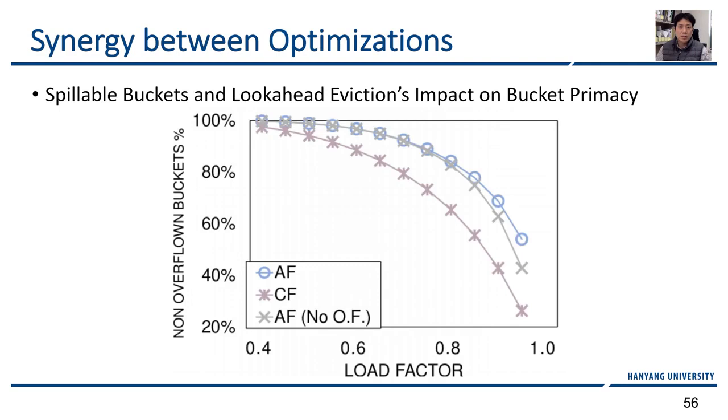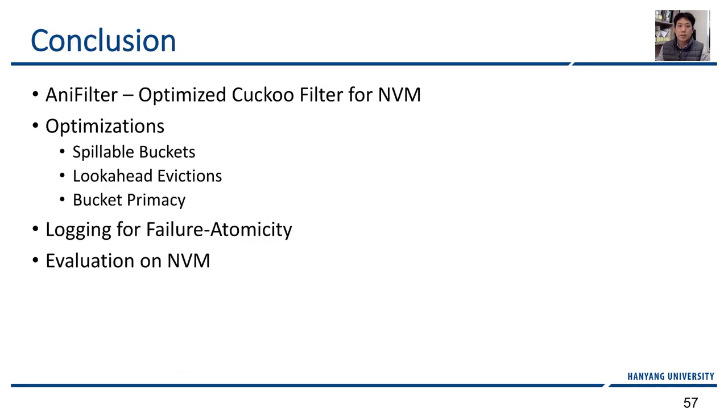We also evaluate the synergy between the 3 optimizations. Specifically, we measure the effect of spillable buckets and lookahead eviction on bucket primacy. Here it shows the percentage of non-overflown buckets for each load vector. You can see that the percentage of non-overflown buckets increases as we apply spillable bucket and then apply lookahead eviction. The higher this percentage is, the faster the lookup is in AniFilter, because for these ones, we only need to access primary buckets.